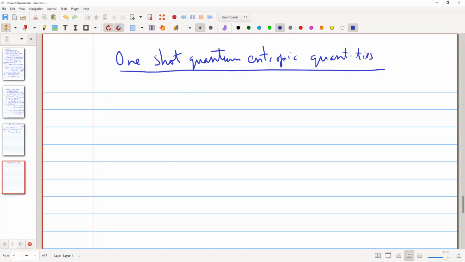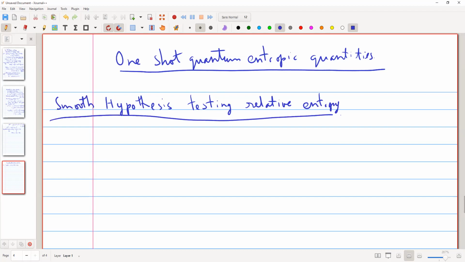So let's call it the hypothesis testing relative entropy. It's always smooth. Let me add the smooth one-shot. That's what we want.